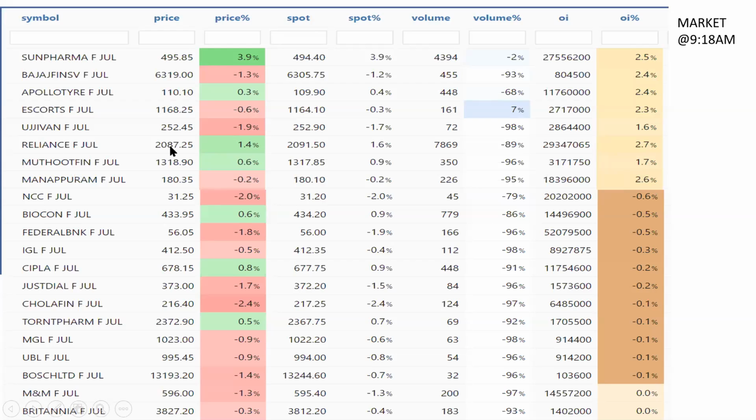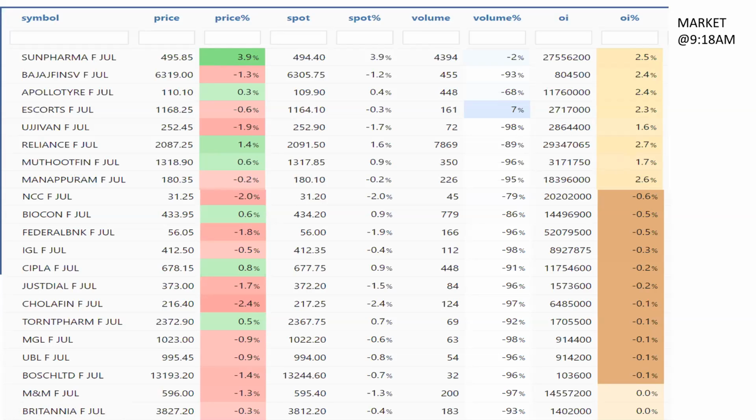So for me, Reliance is a very, very perfect bullish trend. If I was in the market yesterday morning at 9:18, I would have gone with Reliance, because price is in my supportive band, and the OI also supports it. For me, Sun Pharma, though the price is 4% up and the OI is also up, is a little dicey stock. Why?